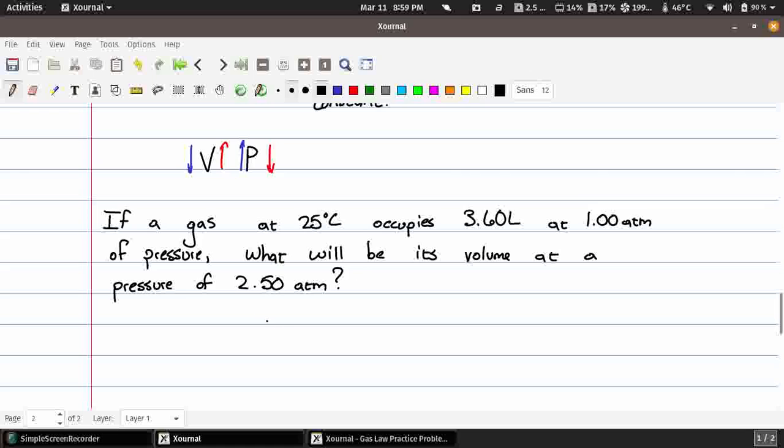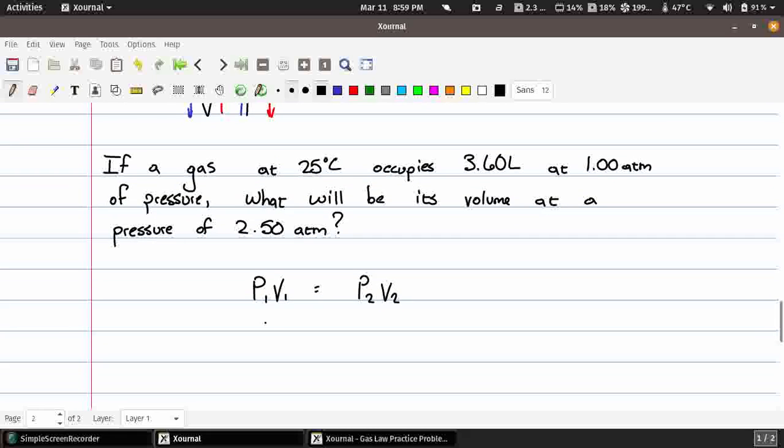So the way you solve this is you have P1V1 equals P2V2. So what's happening here is you're multiplying both of these together, getting a number. They should be equal in terms of the ratios. So let's fill this out. Reading the question, this doesn't matter. The temperature is irrelevant in this point because it's constant.